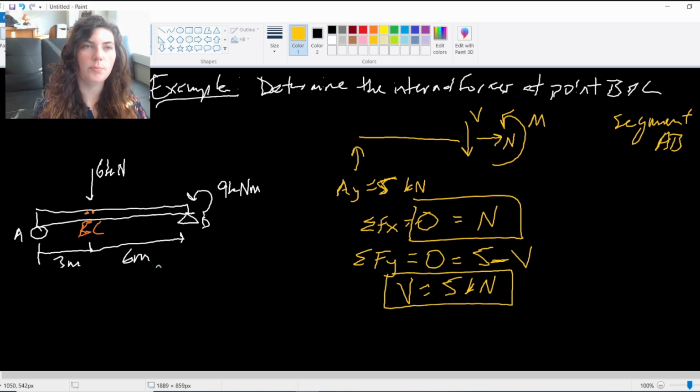And the reason that it ended up positive is because we assumed our positive is down for the shear force, right? We assume that that's the correct direction. So it is the correct direction, so it ends up as a positive number. Now for my sum of y forces, I assumed that up was positive, which is AY, 5, positive value, but V was a minus V, because it's negative in the y direction.